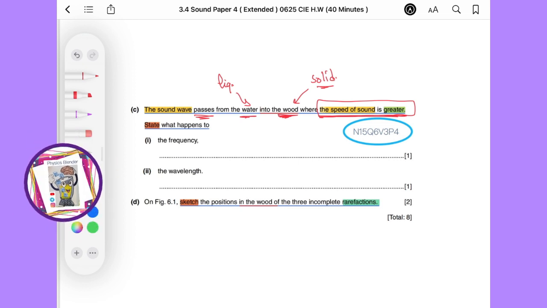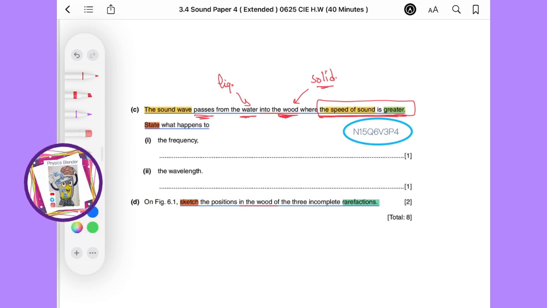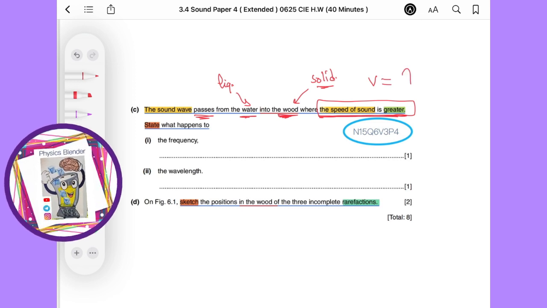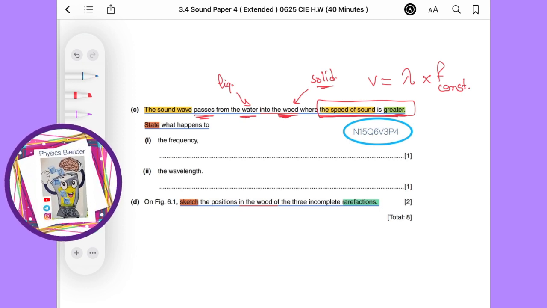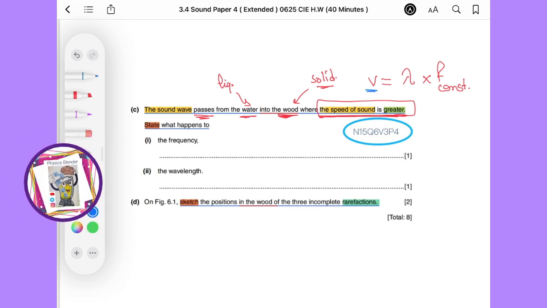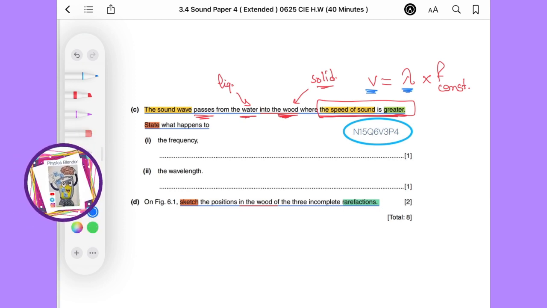Now we are talking about refraction. Sound travels from a medium to another medium. So back to our wave equation, we have here the frequency is constant. What are the changes here? Changes, we have speed is changing and we have wavelength is changing. So what happens here? Refraction.